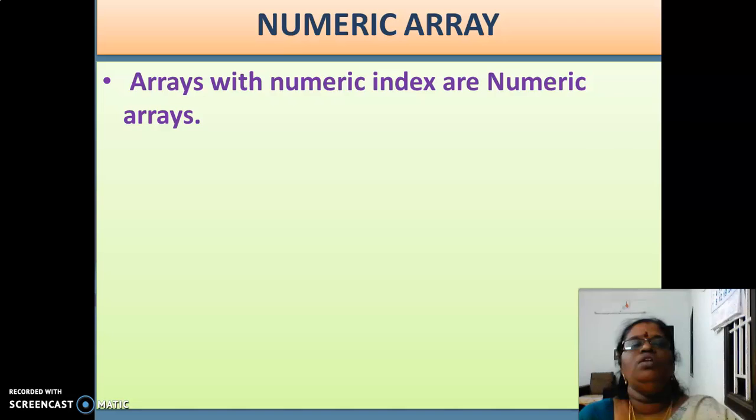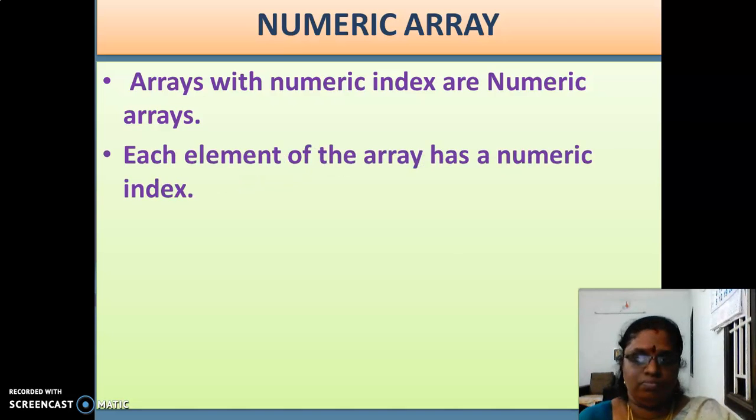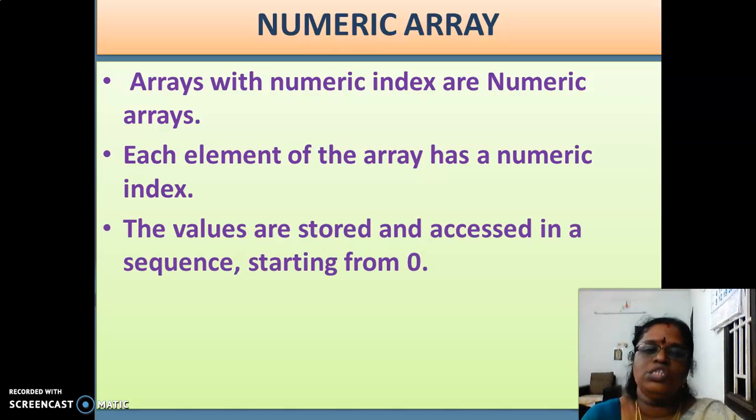Numeric array. Numeric arrays are with numeric index as the index. Each element of the array has a numeric index. The values are stored and accessed in a sequence starting from 0. Right? So, arrays with the numeric index are called numeric arrays. Each element of the array has a numeric index. All the elements will have the numeric index. The values are stored and accessed in a sequence from 0, 1, 2, 3, 4 likewise.